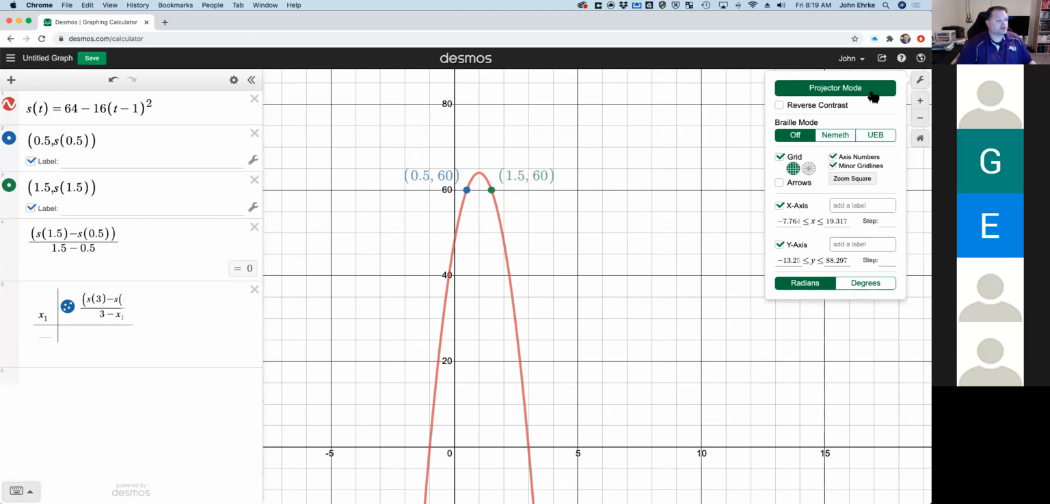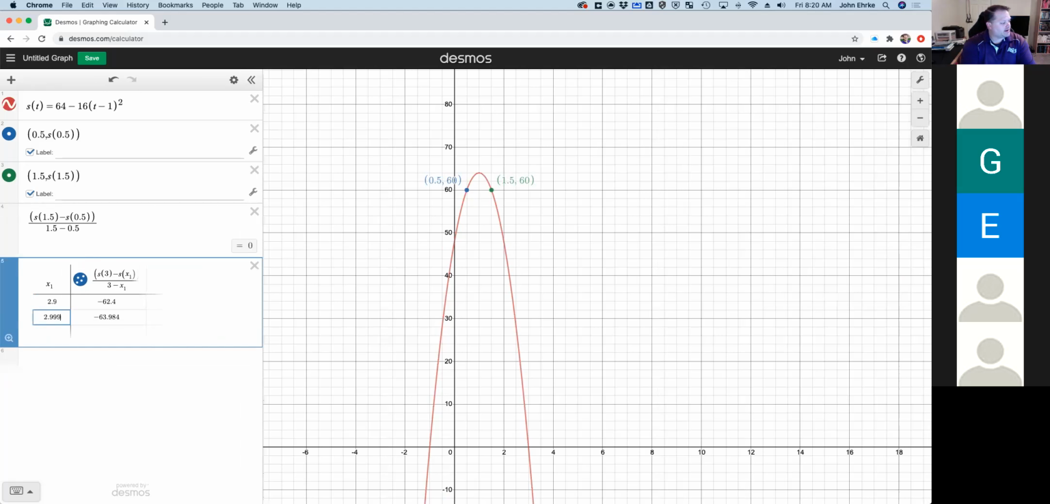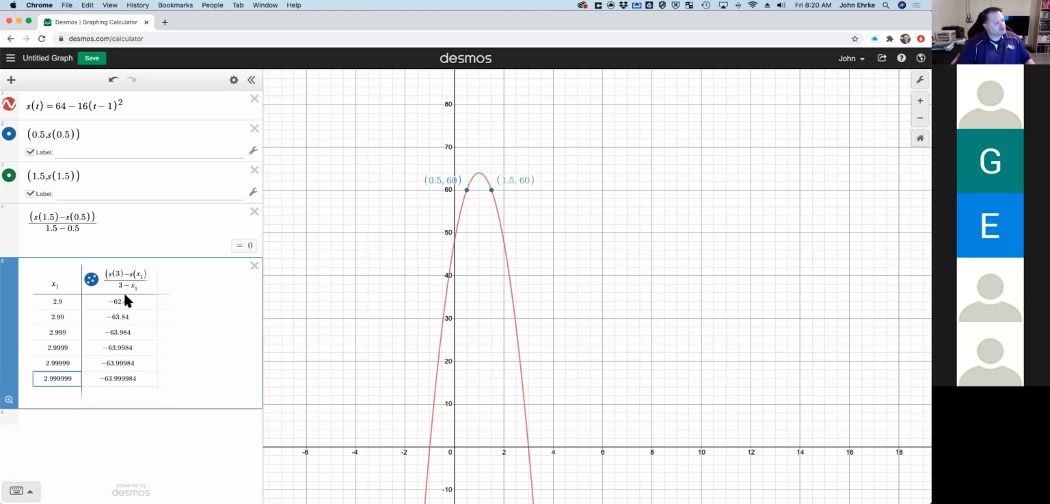I don't think I need projector mode. I'll take that off. So that is our slope formula here. You've got the time value, and then you've got s at 3 minus s of x1 divided by 3 minus x1. We're going to look at time values that are close to 3. So we're going to be approaching 3 from the left. So 2.9, 2.99, 2.999. And the closer we get to 3, you can see that all of those slopes are coming back closer to negative 64.